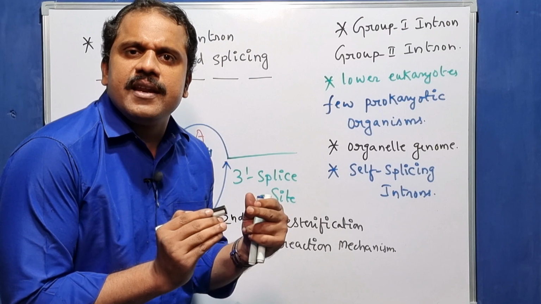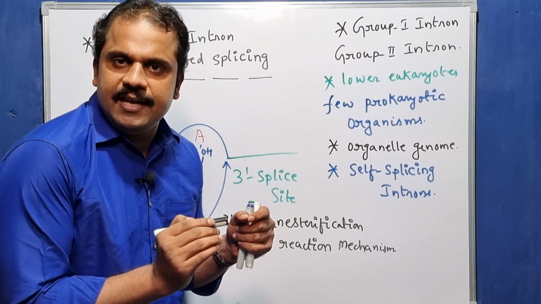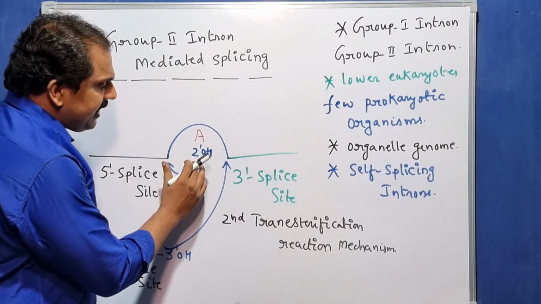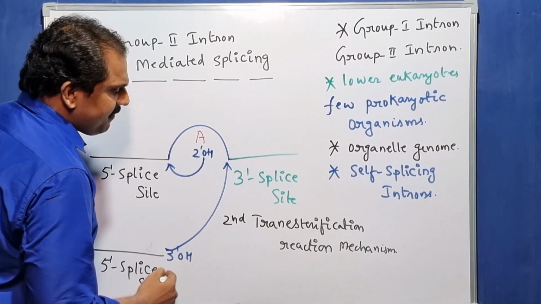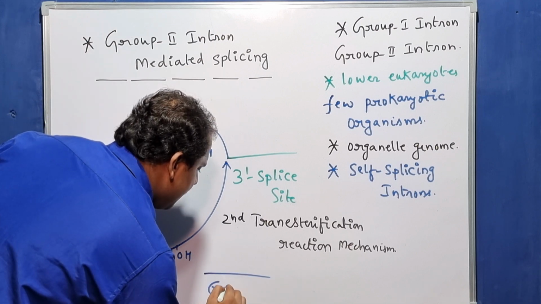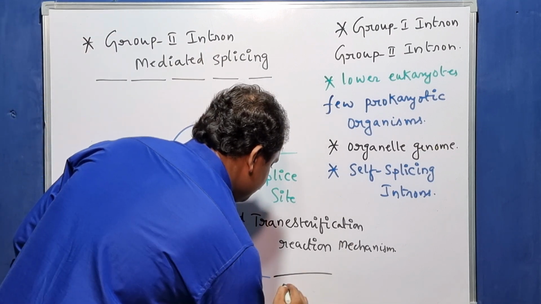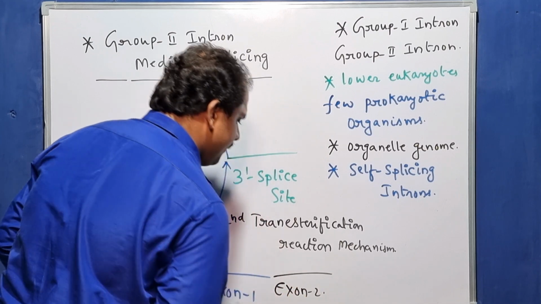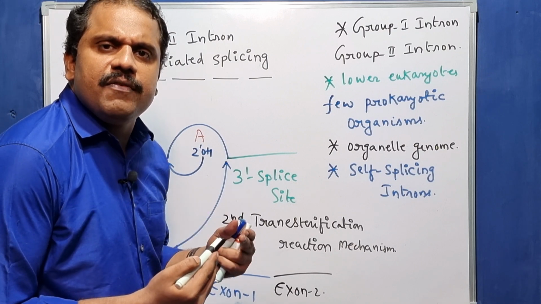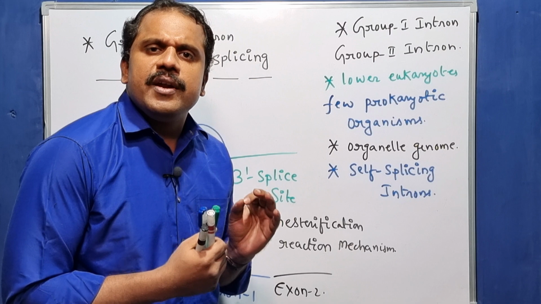After the successful completion of the two transesterification reactions, it leads to the formation of two exons. Is it clear? The non-coding sequence or the intron, which is a part of the nucleotide sequence, has successfully been spliced out by means of two transesterification reactions. So here it leads to the formation of two exons. Here it is exon 1. And here it is exon 2. Once both the exons are formed during the splicing process, it leads to the formation of a mature RNA or intron free RNA. So this is regarding group 1 intron and as well as group 2 intron mediated splicing mechanism.